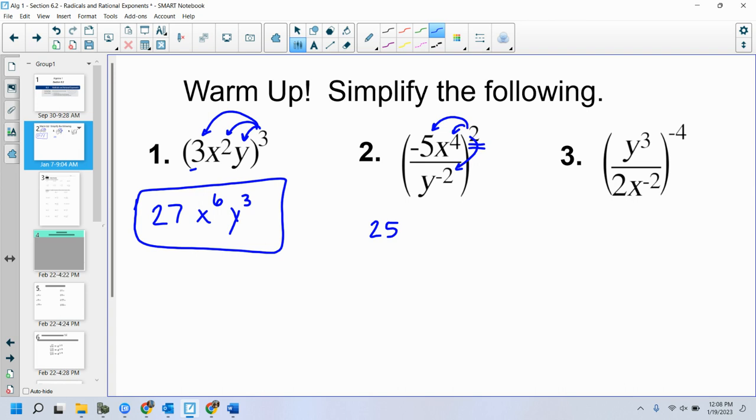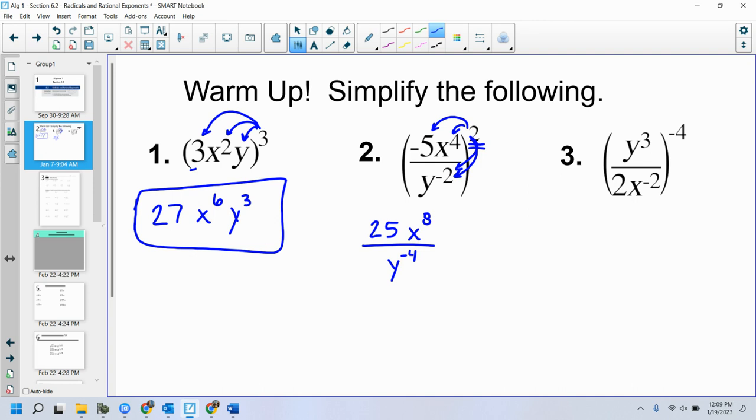Not negative 10. A lot of people try to tell me negative 10. And then somebody said, well, doesn't it move down? Why doesn't this negative 5 move down? Because it's not a negative exponent. It's a negative number, but not a negative exponent. And then we have x to the 8th over y to the, be careful, negative 4.